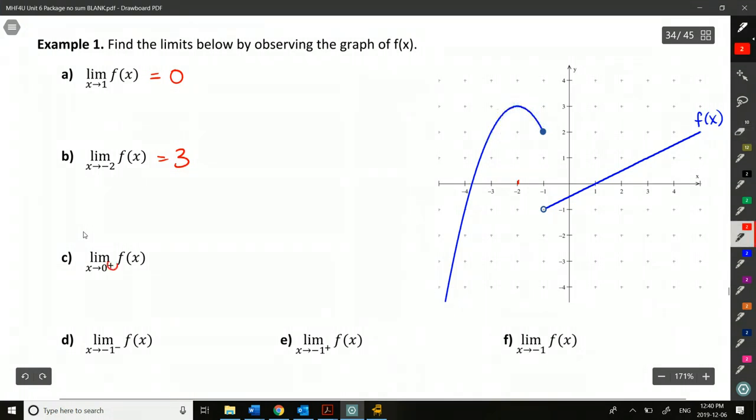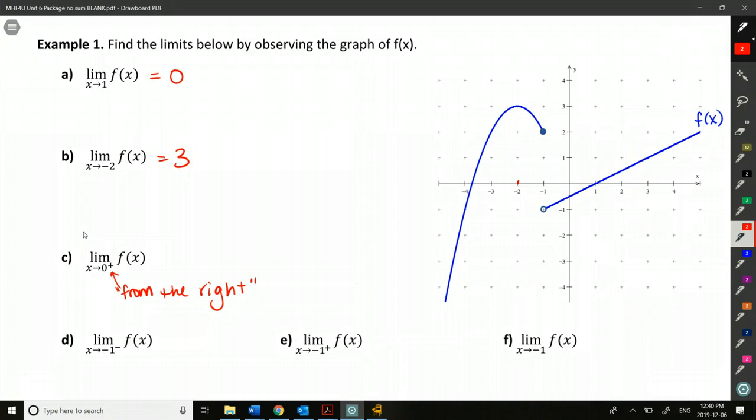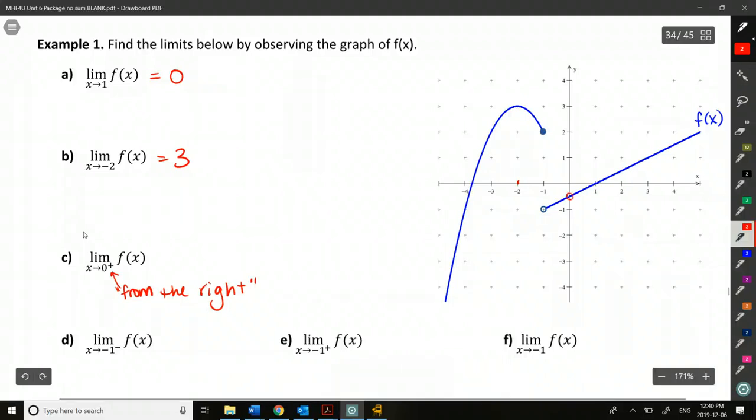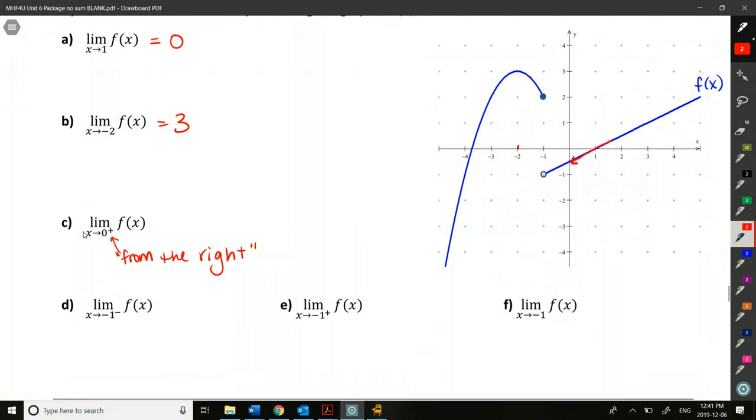Okay, now we're running into something a little bit different. I have the limit as x approaches 0, and I have this little thing that looks like an exponent, which is a plus. What this means is from the right. So this is asking what the y values are approaching as x approaches 0 from the right. Here's 0 right here. And as I come toward it from the right, what are my y values approaching?